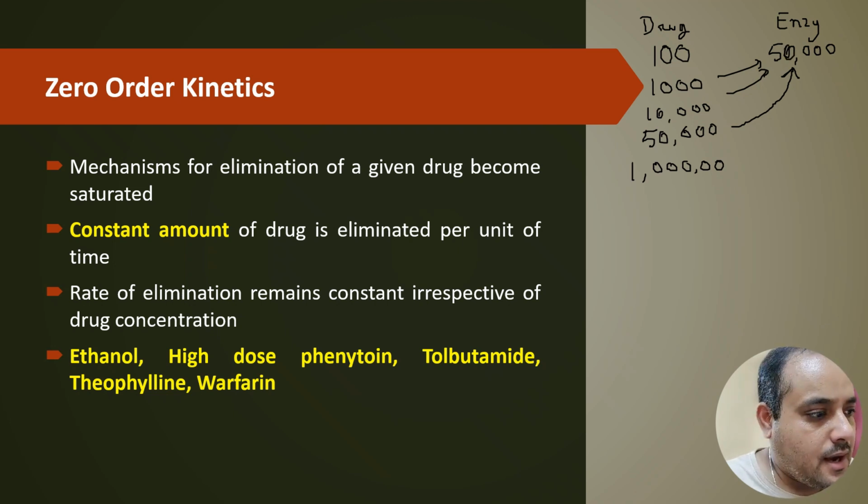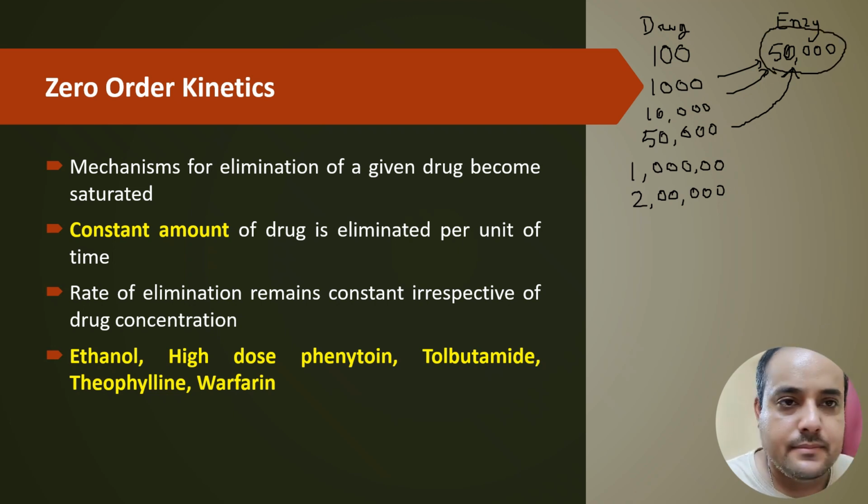So no matter how much I increase, whether it is 1 lakh or 2 lakh, the number of drug molecules that can be cleared is 50,000 only, because that is the maximum number of enzymes that I have in the body. So the mechanism for drug elimination has been saturated. This kind of drug elimination follows saturation kinetics.